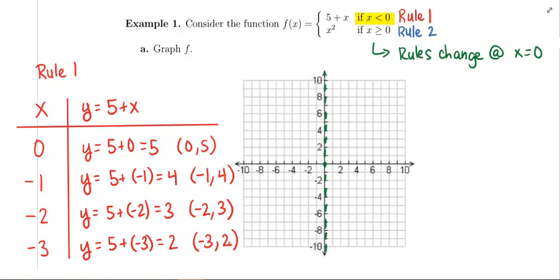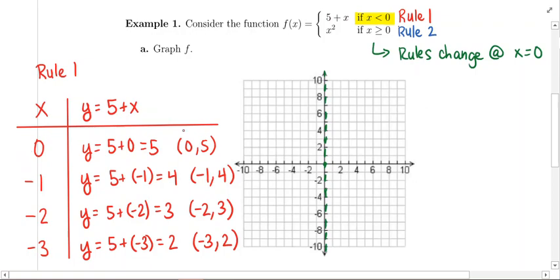Now here's the big thing you've got to pay attention to. Remember I told you the very first thing you had to throw in your table is where the rule changes. The rule changes at x equals 0. We need to go back and examine that. Was it actually legal to plug in x equals 0 into this rule? Well, the condition is 5 plus x is the rule as long as your x value is strictly less than 0, not actually equal to 0. So it's actually illegal to plug in x equals 0 here.